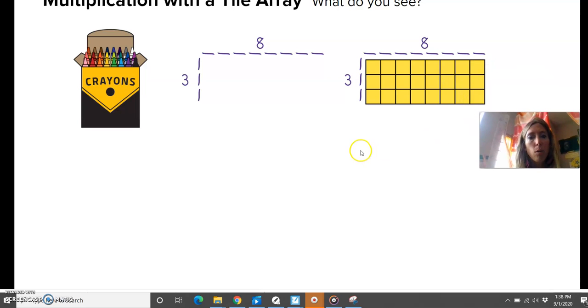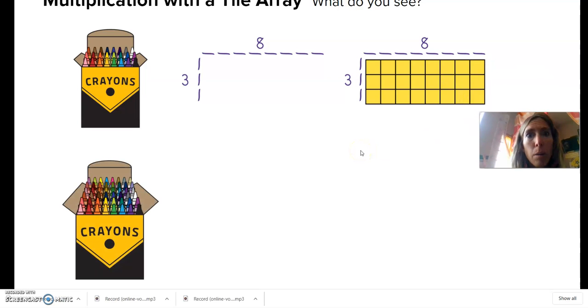Okay, how about our tiled array? What's going to happen with that one? We have our doubled crayon box. So which dimension is going to double? Which factor is going to double? Is it going to be the 3 or the 8? Which one's going to change? Because here it comes in 3, 2, 1.